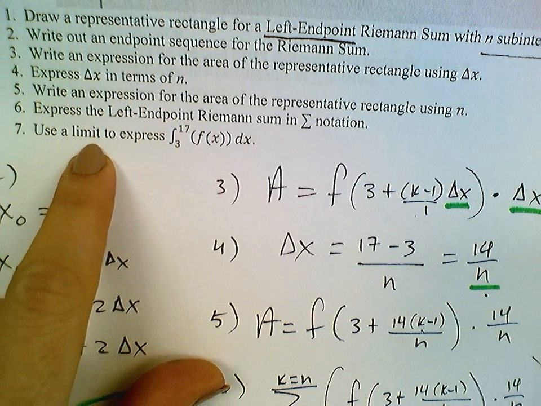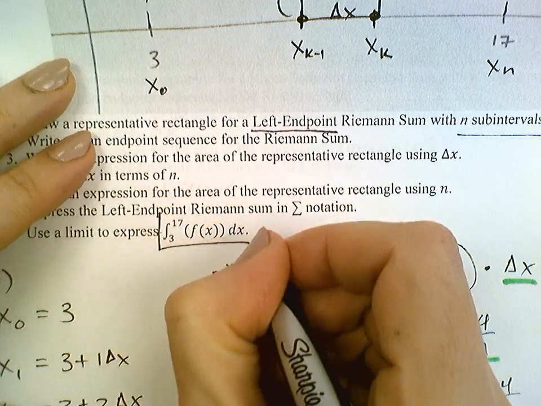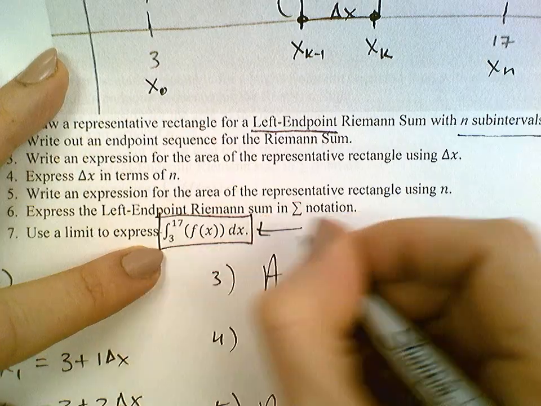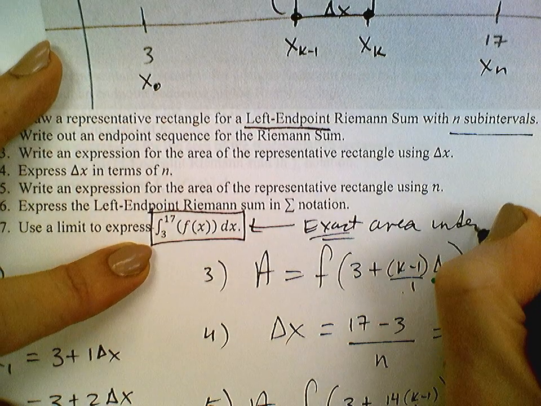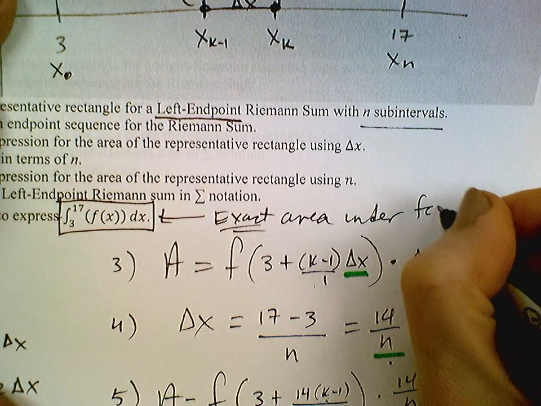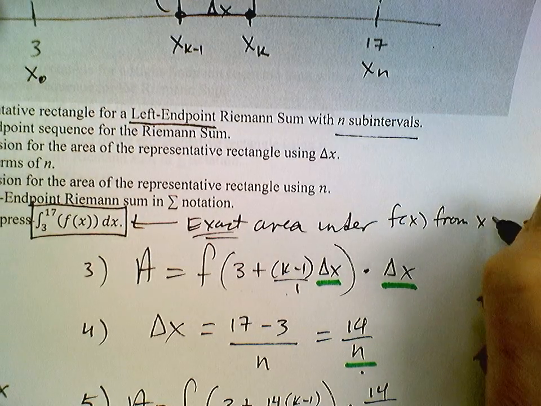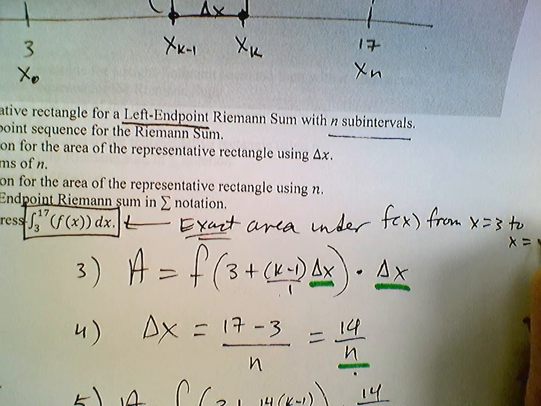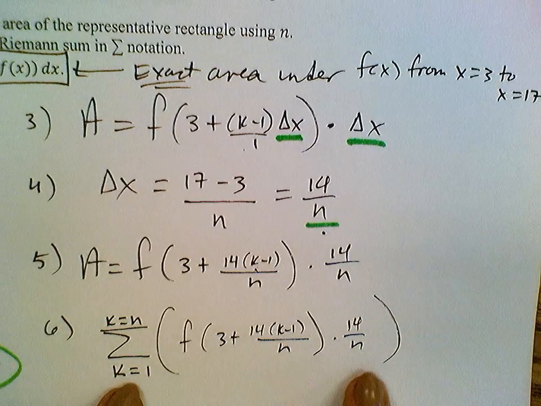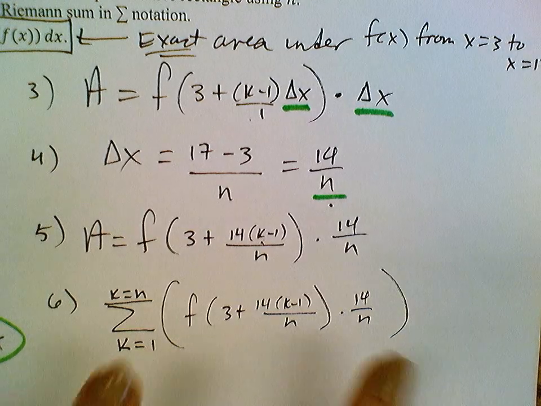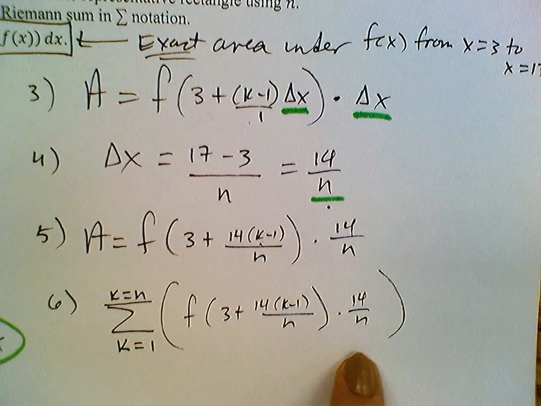use a limit. This is the punchline. Use a limit to express this. This means the exact area under f of x from x equals 3 to x equals 17. Exact area. Right now, guys, this is an approximate area, where you're using n rectangles.